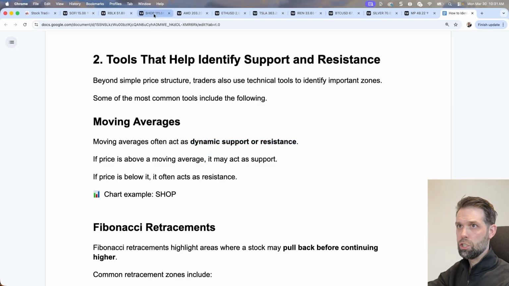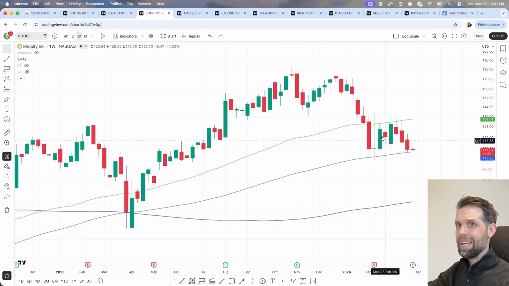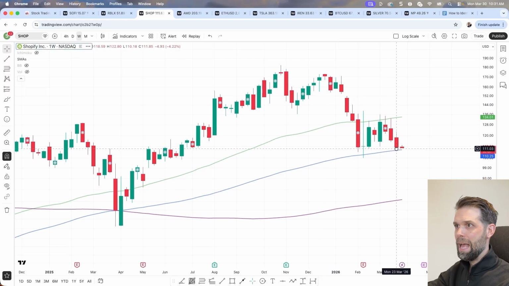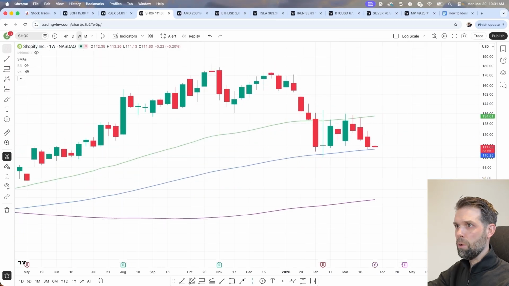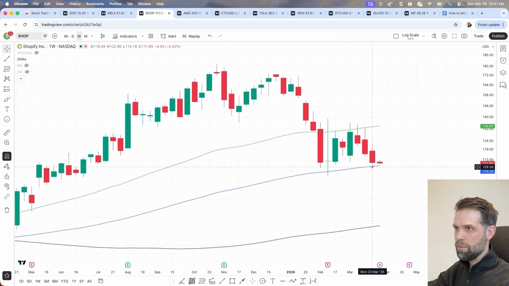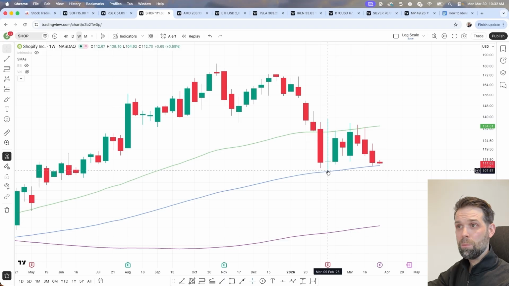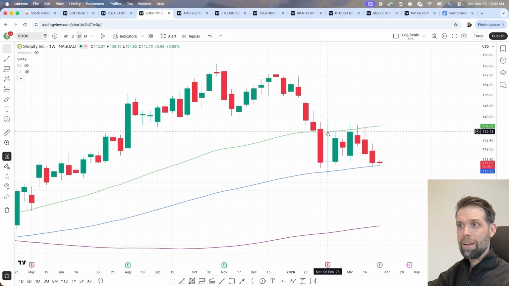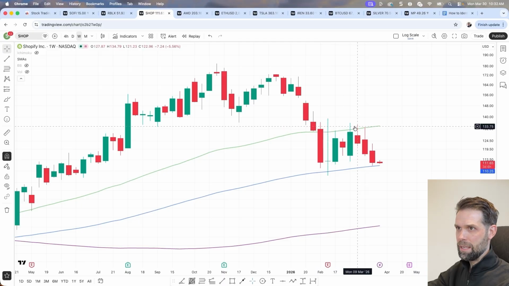So we can jump to a chart here. This is stock Shopify. And again, this is a weekly stock chart. So all these candlesticks represent 1 week. And in the present time, we can zoom in and we can see that over the last few months, the 100-week moving average has been support and the 50-week moving average has been resistance. So support is down here and resistance for the moving averages is up in this range.